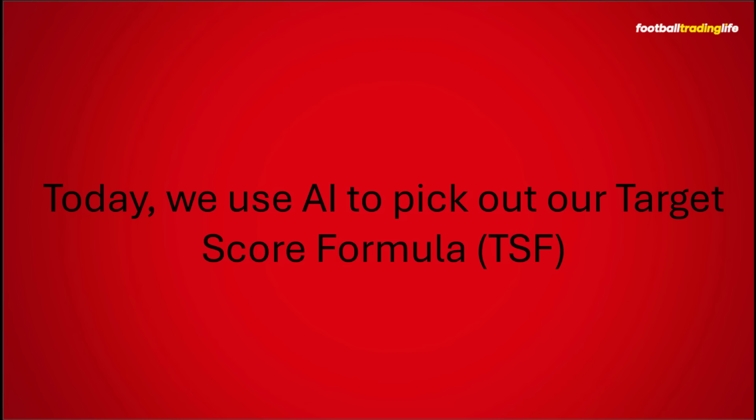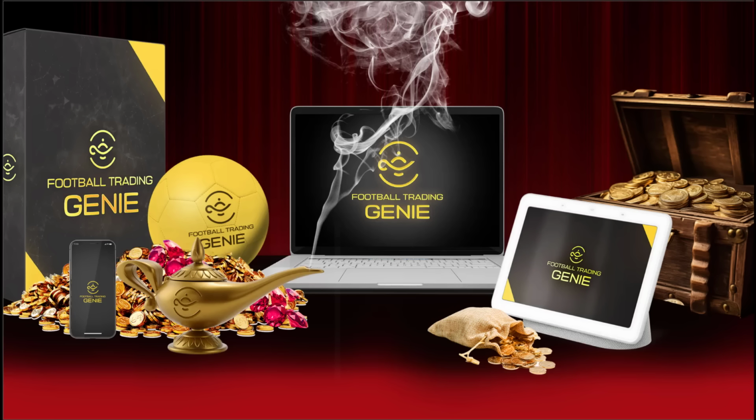Now, as said, it's all about your target score formula. Today, we use AI to pick out our target score formula because you've got to look at a match, you've got to crunch a lot of numbers, you've got to look at the recent scores, etc. It's much easier just to get AI to do it, and we use the Football Trading Genie to pick out the target score formula. And remember, it's been trained on everything that we've just mentioned, and it's given us a target score formula for us to trade on, not necessarily to try and predict the final score.